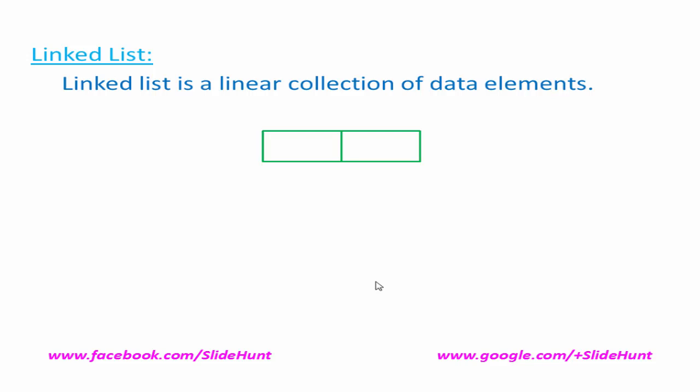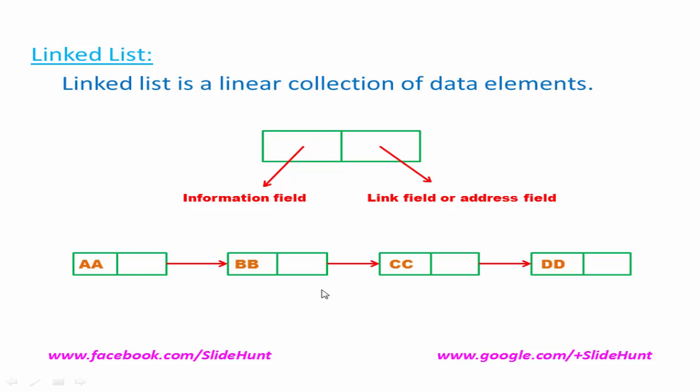If we consider this is a node, then this part is called the information field. This part contains the information of the element, and this part is called the link field or next pointer field. This field contains the address of the next node in the list. This is a linked list with 4 nodes, and these are the addresses of each node.